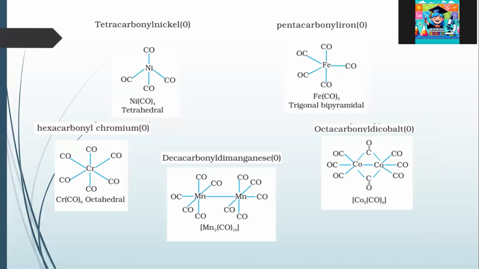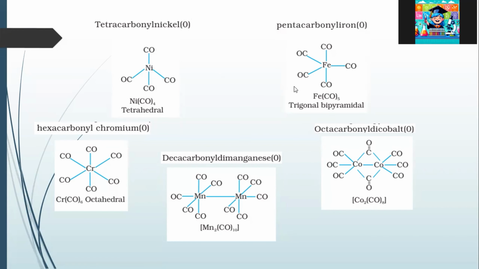So we will see some of the structures of these compounds. First we will see tetracarbonyl nickel. Its structure is like this: 4 carbonyls and 1 nickel metal. So nickel is at the center of a tetrahedron and all the carbonyl groups are attached at the 4 corners of the tetrahedron.